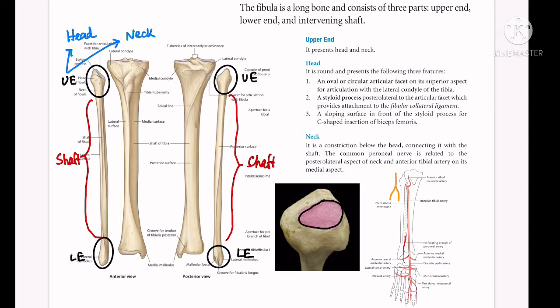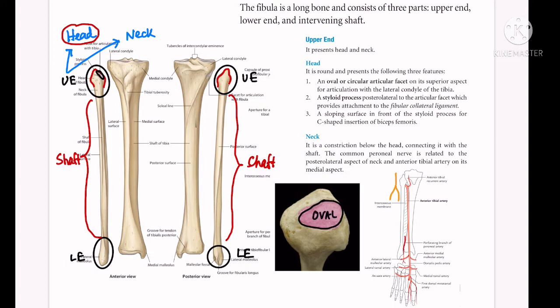First of all, we mark the outline of the head. This is the overall outline of the head. It is kind of round, not exactly round, almost round. And it presents three features. Number one, an oval or circular articular facet on its superior surface.